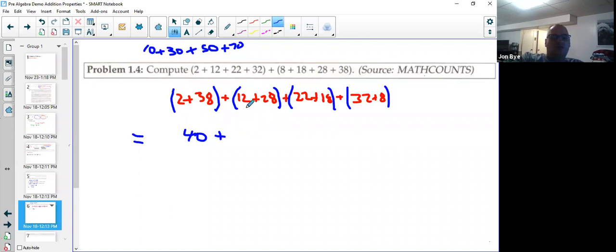Oh, and that's also 40. 28 plus 12 is 40. And 22 plus 18 is also 40. And 32 plus 8 is also 40. So they all come out to 40, right? And now we have 40, 40, 40, 40 all added together. That's the same as 4 times 40, or if you add them up, what's the answer to this question then?